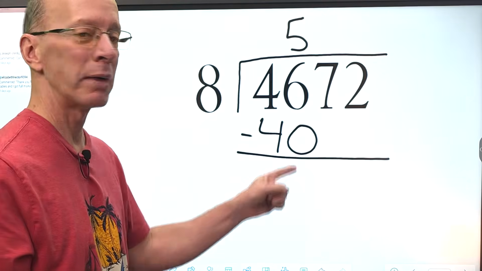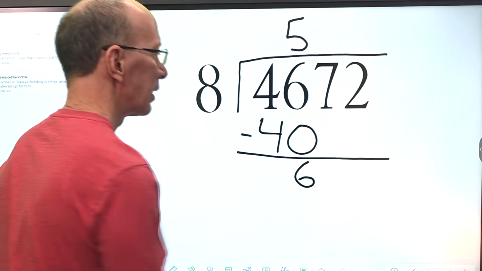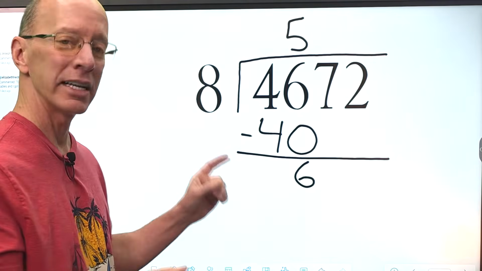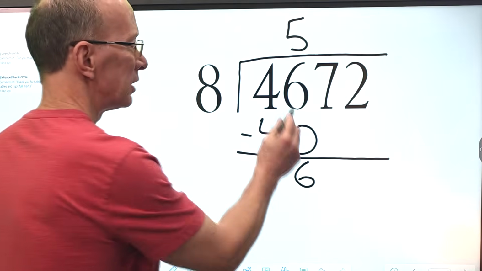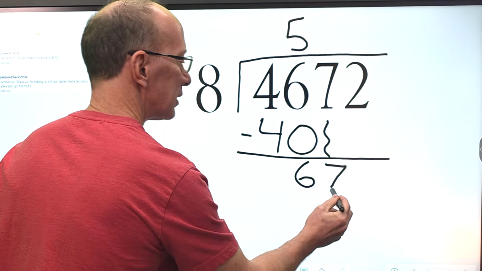And now 6 minus 0 is 6. And 4 minus 4 is 0. And the next step is to bring that next number down, which is a 7. So bring that all the way down here. And here is our 7.